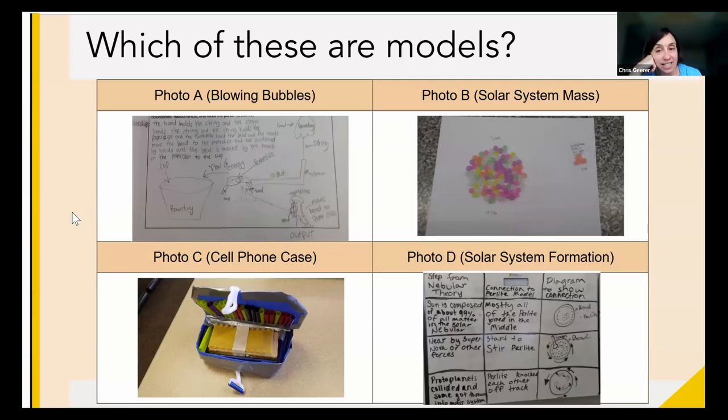Photo B is an activity from 8-4, where kids are trying to get an idea of the mass of the solar system, and that big pile of pony beads is the sun, and the little pile is everything else. Picture C is a cell phone case from Unit 6-4, where kids are trying to protect that lasagna thing in there, which is the mock cell phone. And then photo D is also from 8.4, and we're learning about solar system formation, and students were explaining some of the ideas they had.